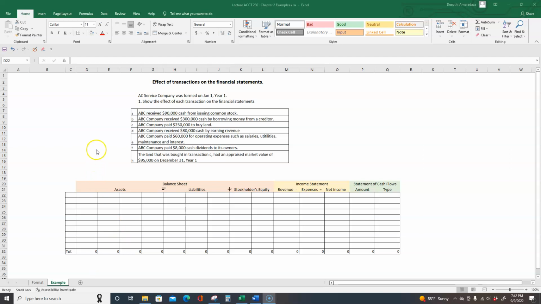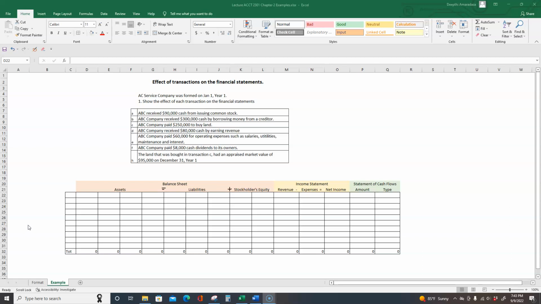It says AC Service Company was formed on January 1st, year 1, and they want you to show the effects of each transaction on the financial statements. The first thing I always ask you is, who are we? We are always the company. We are AC Service Company. And when were we born? When were we formed? We were formed on January 1st, year 1. So this is our very first year of operations.